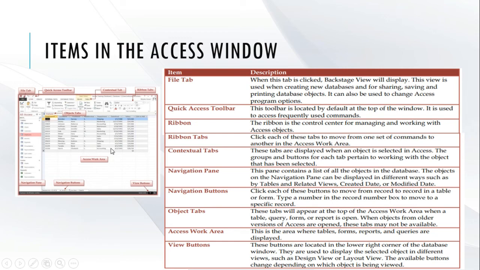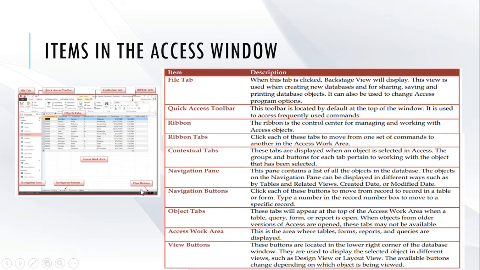Next are the object tabs. The object tab you can see here at the top of the work area. This object tab is used to display the opened object. This object tab will appear at the top of the Access work area. So when tables, queries, forms, or reports are open, then this object tab will appear. Next is the Access work area. In the middle, this whole area is the Access work area, and this is the area where tables, forms, reports, and queries are displayed.